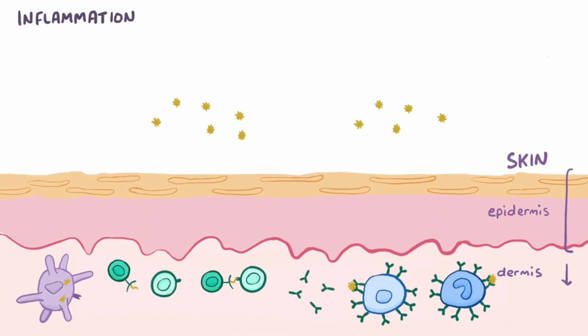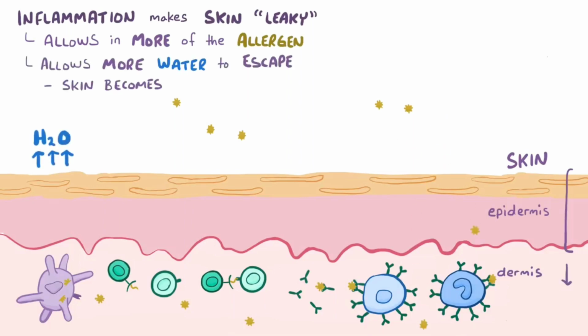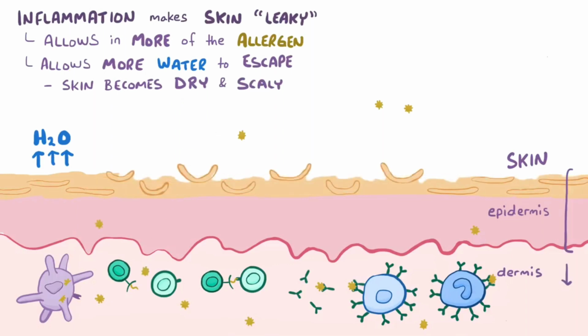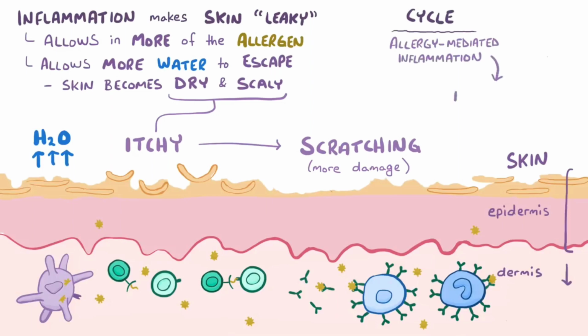Ultimately, this inflammation makes the skin barrier more leaky, potentially allowing in more of the allergen, while at the same time allowing water to escape, leaving the skin dry and scaly. Dry skin is very itchy, and scratching further damages the skin barrier, worsening the process and setting up a vicious cycle of allergy-mediated inflammation, dry skin, and itching, which characterizes atopic dermatitis. Occasionally, bacteria can invade the damaged skin, causing even more inflammation.